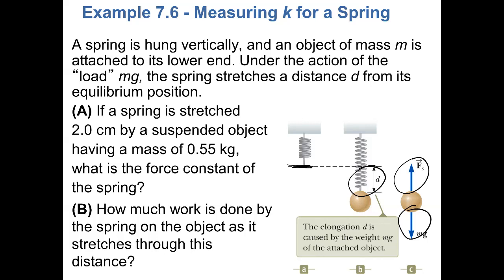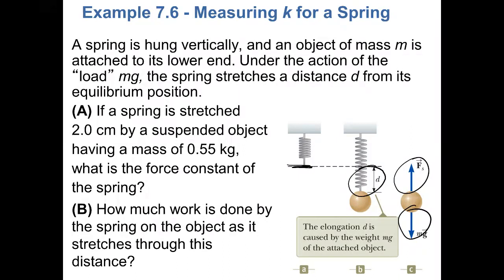Under the action of the load, mg, the spring stretches a distance d from its equilibrium position. Now, if the spring is stretched 2 centimeters by a suspended object having a mass of 0.55 kilogram, what is the force constant of the spring? And how much work is done by the spring on the object as it stretches through this distance?